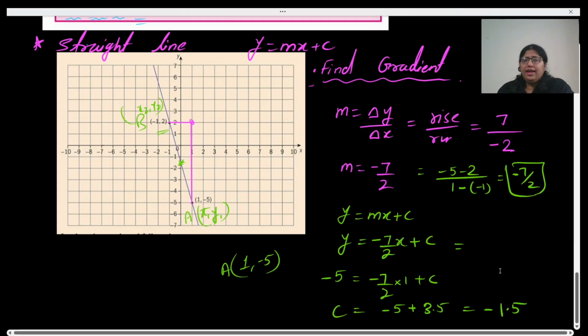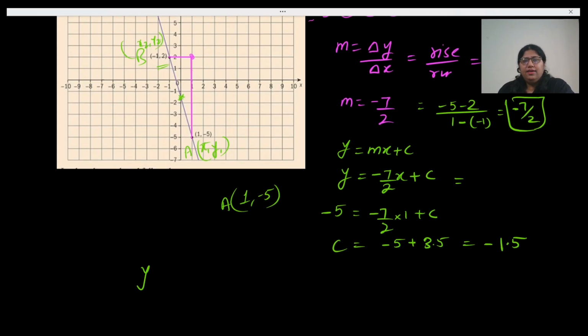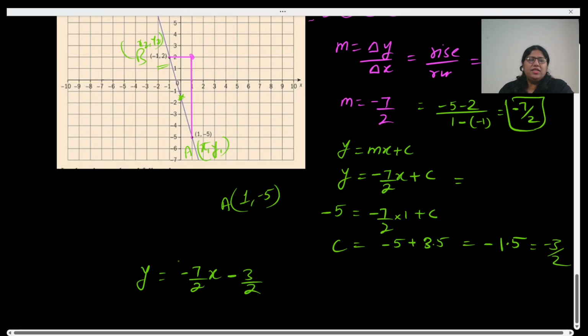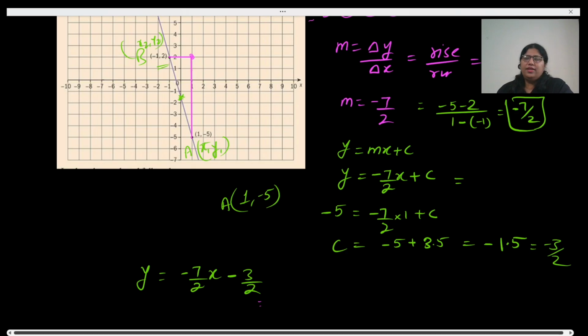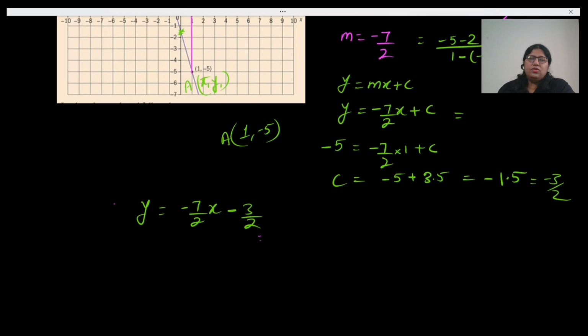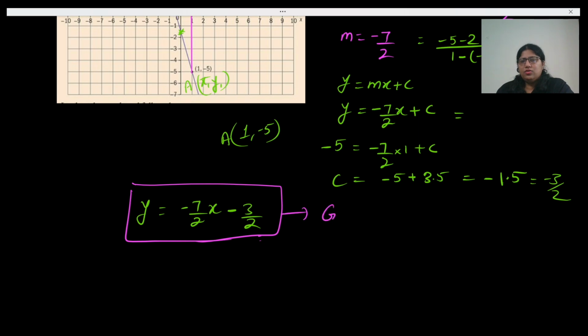So what can I write down? What is the equation of the line here? y is minus 7 by 2 x minus 3 by 2. Why am I writing minus 3 by 2 here? Because the gradient is written in fractional form, so the y-intercept also should be written in fractional form. Now this is called gradient form in a linear equation. This is called gradient form, right? Gradient intercept form of the linear equation.